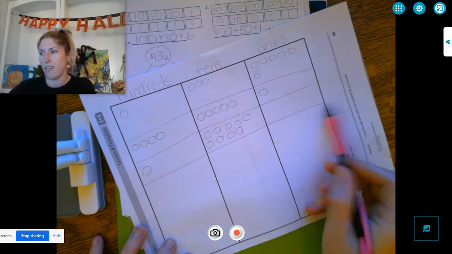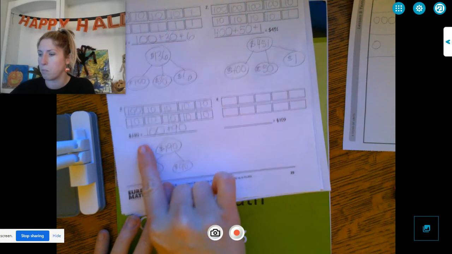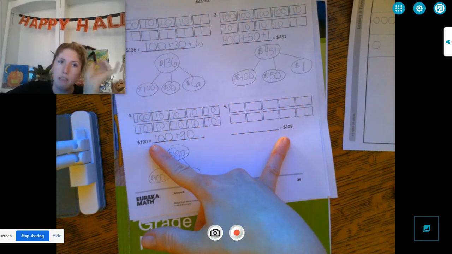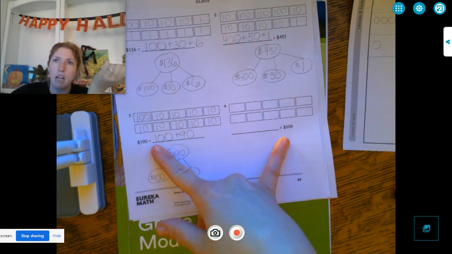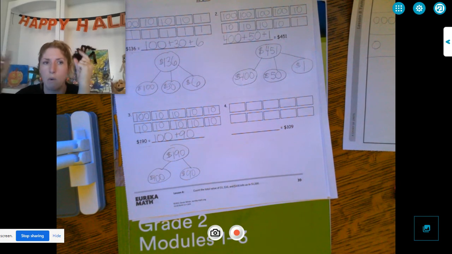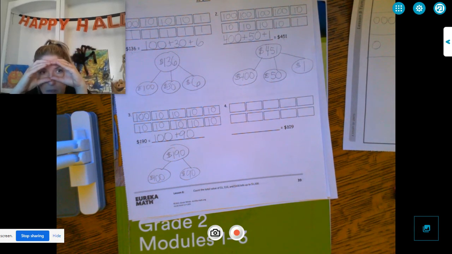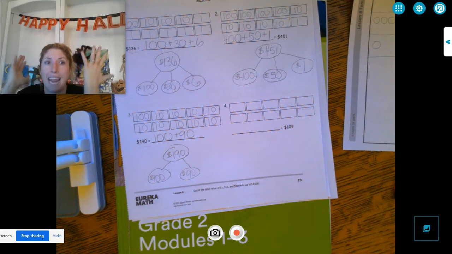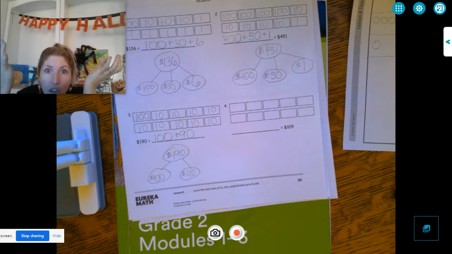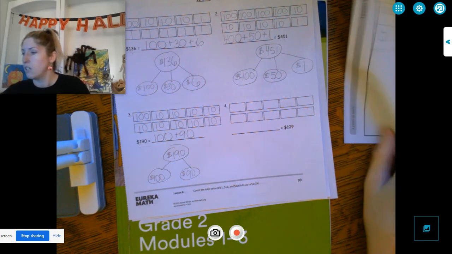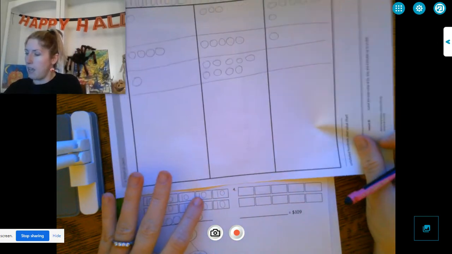So look what they did there. They used the same number for this problem and this problem. They both have a 1 and a 9 and a 0, but the 9 and the 0 are in different spots. Remember how I was telling you how important place value is, that whichever place value spot a number is in makes a really big difference. Because if somebody asked me if I wanted $190 or $109, that's a big difference. I would rather have $190. So where that number is in the place value is really important.